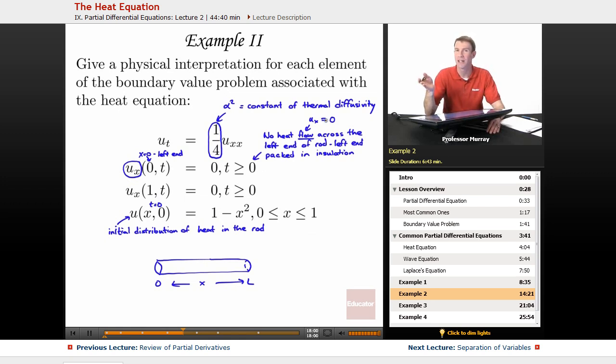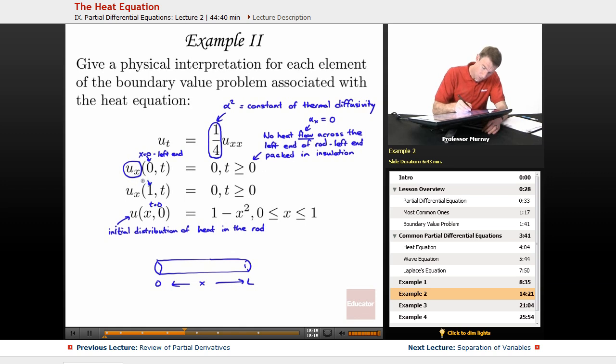Before, when we packed the left end in ice, there could be a lot of heat flowing out into the ice bath. Here, we're saying that there is no heat flowing in or out, so we must be packing it in some kind of insulating material to prevent any change in temperature across the left end.